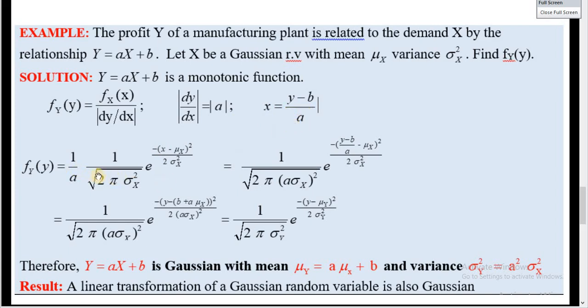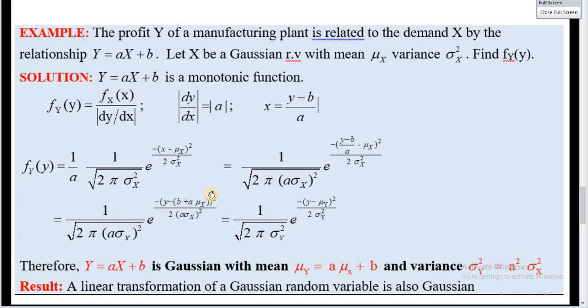Of course, these are all constants that do not depend on x, so they remain the same, 1 over 2 pi. What I did here is bring a inside the square root, so it became 1 over 2 pi a sigma x squared, e to the minus, instead of x we make the substitution y minus b over a minus mu x, squared, over 2 sigma x squared. There is a little manipulation.